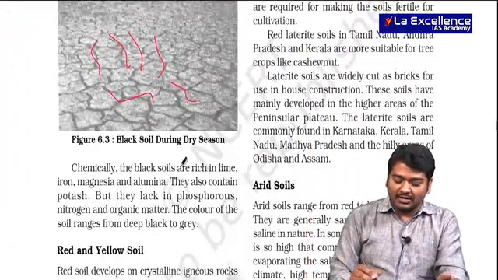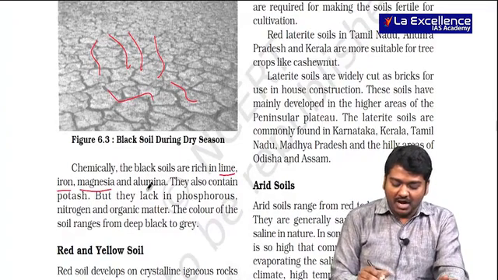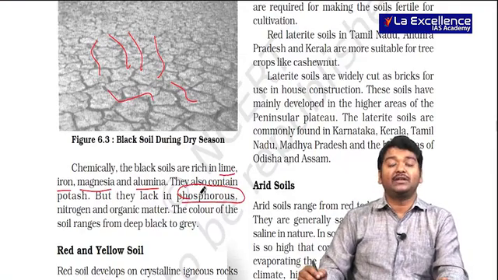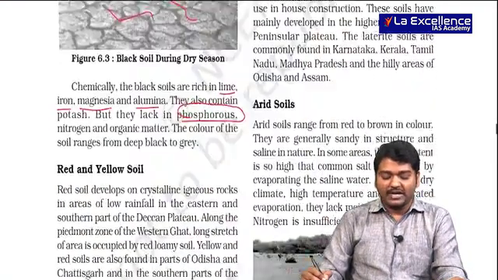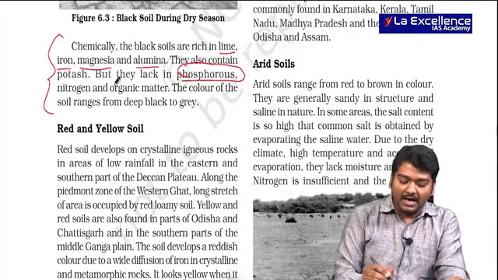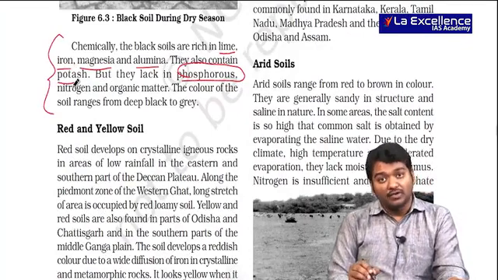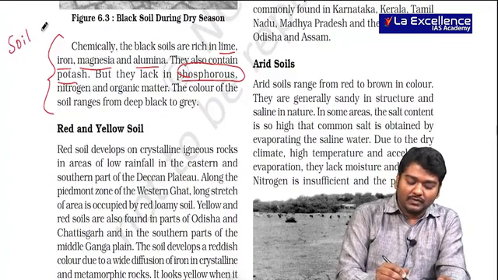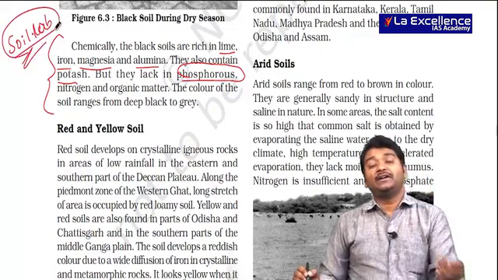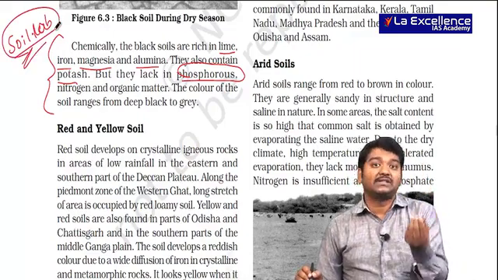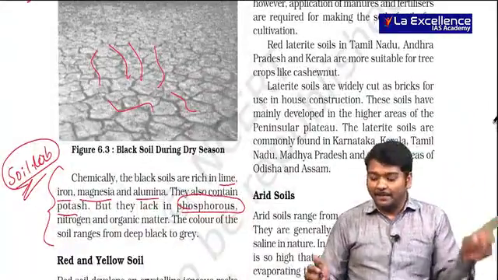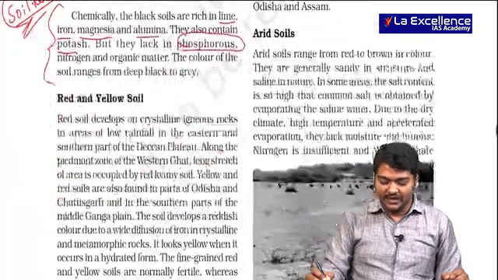Black soils are rich in lime, iron, magnesia and alumina, but they lack phosphorus. You have seen alluvial soil has phosphorus but lacks potash, and this has all other things but does not contain phosphorus. See guys, today we are actually talking about soil testing or soil labs across the country. At this point, at least you should have some basic common sense that in black soil, phosphorus will not be there. This is very, very important.